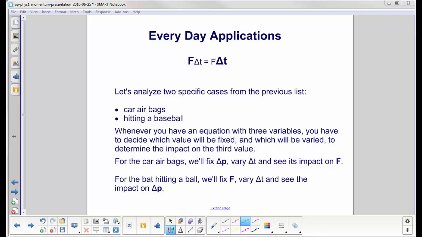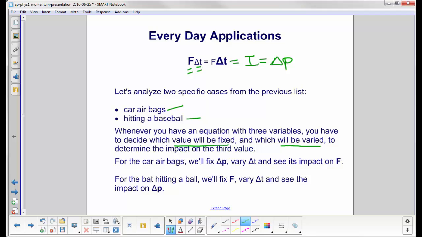We're going to look at two specific cases from the previous list: car airbags and hitting a baseball. The analysis we're going to use is very helpful. You can use it in many other cases in physics when you have an equation with 3 variables. In this case, the 3 variables are force, your time interval, and of course, impulse, which again is your change in momentum. You have to decide, depending on what case you're analyzing, which value is fixed and then which will be varied, and then that will determine the impact on the 3rd variable.